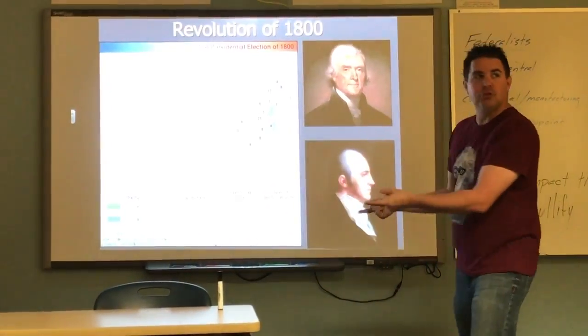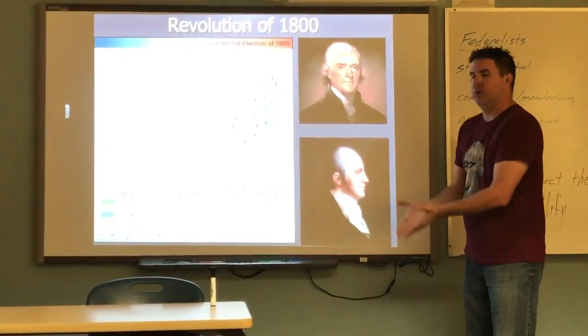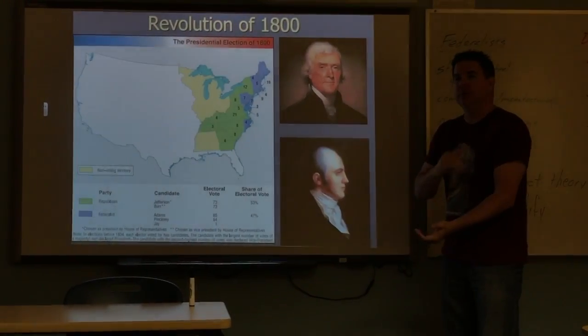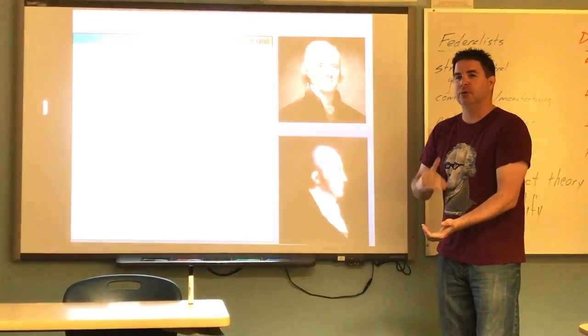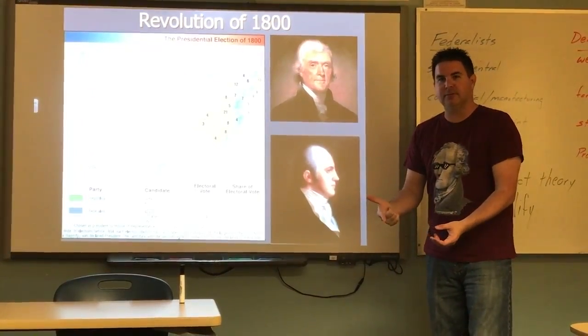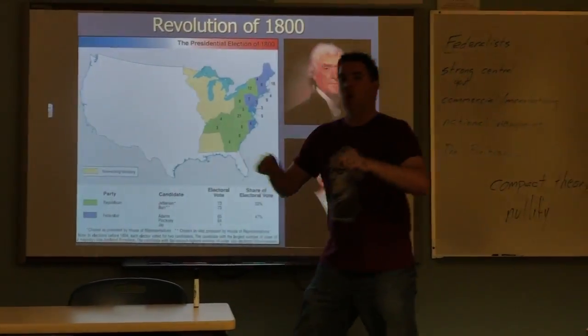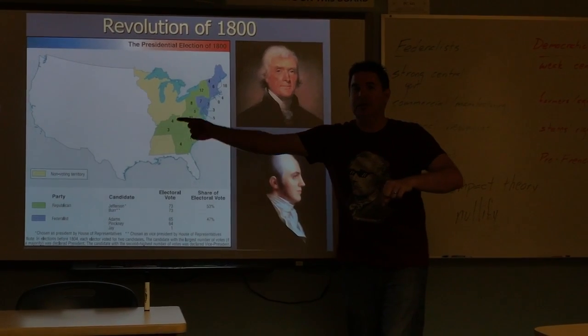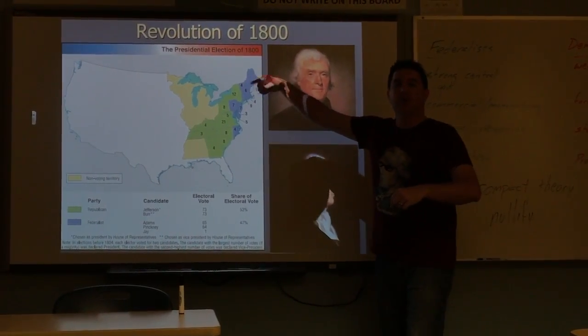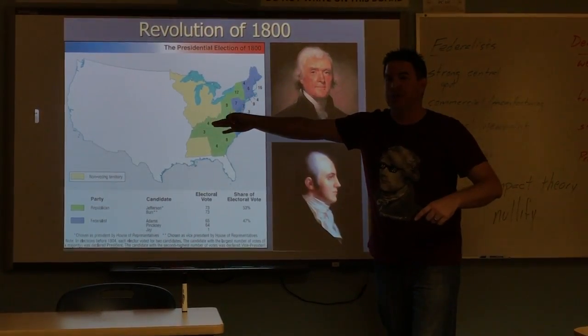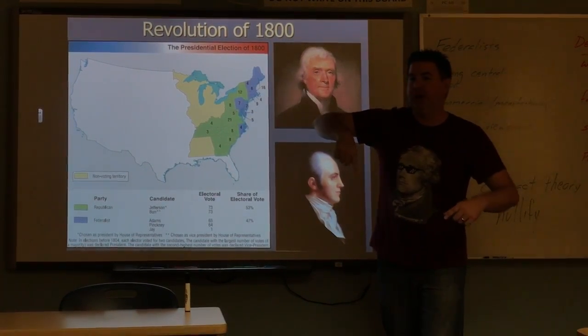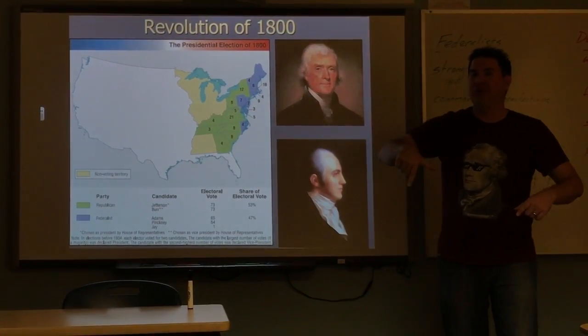What's going on? So, what happens next? According to the Constitution, if we don't have someone with an electoral majority, we've got a tie, it's got to go to the House. And the House, originally under the Constitution, is the old House. Not the newly elected one in 1800, because the newly elected House is Democratic-Republican majority. No, it's the old House. And guess who's running the old House?